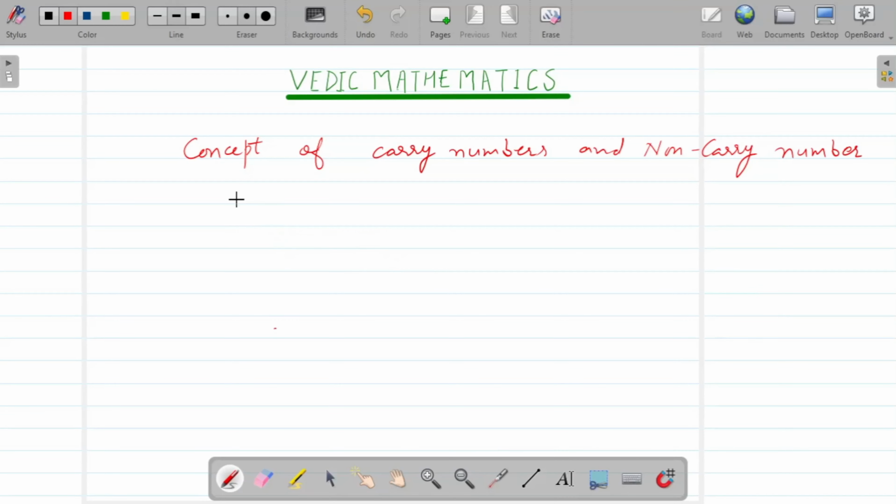Hello students, we are going to use this concept of carry numbers and non-carry numbers in the super addition. So let's understand what are carry numbers and what are non-carry numbers.